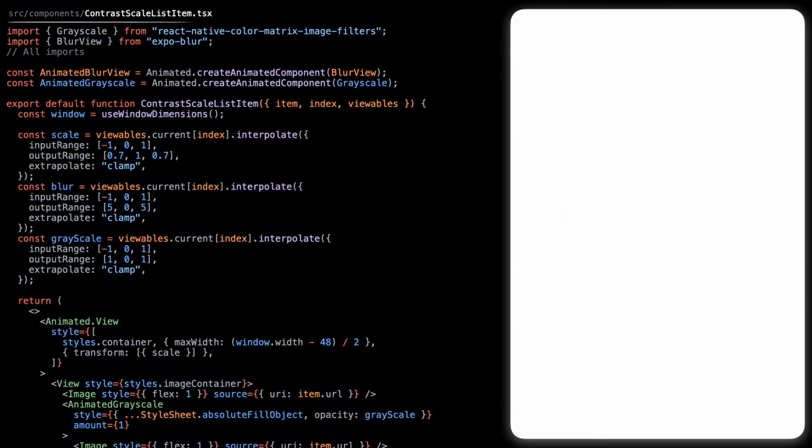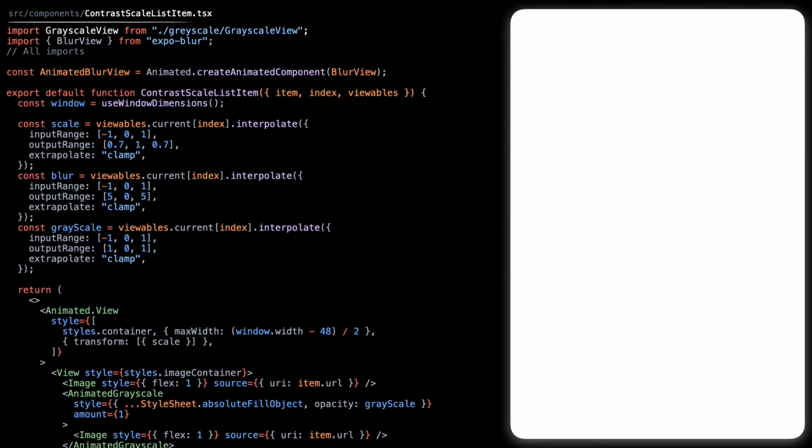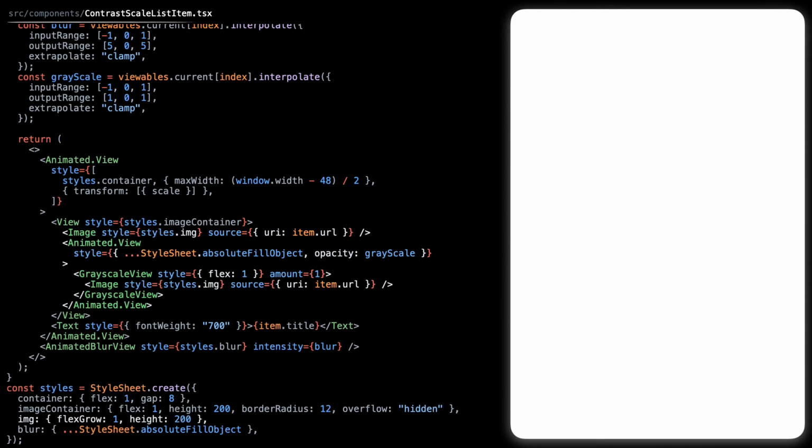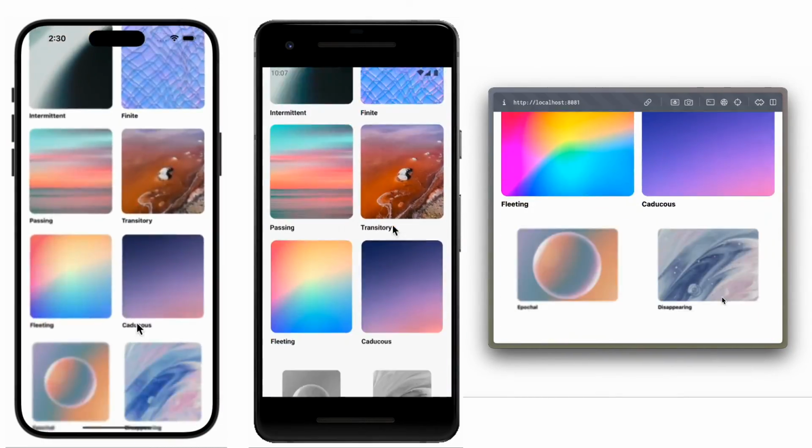But same as we did with the Reanimated implementation, to support web as well, we can instead use our grayscale component, which uses the plugin for mobile but grayscale filters CSS style on the web. And we're done.